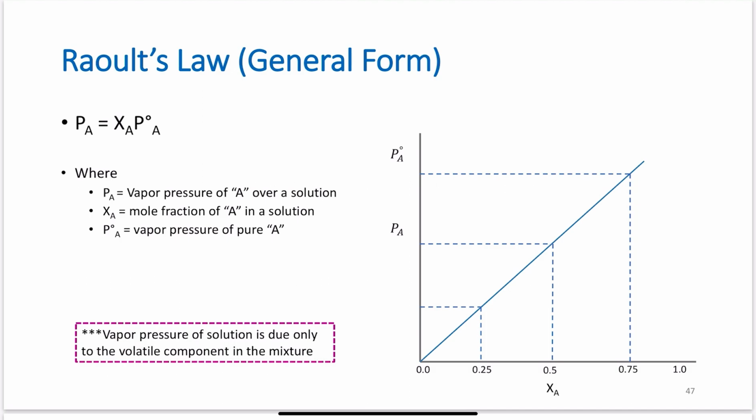So if I look at this, X sub A, my mole fraction, and again, remember, vapor pressure is only due to the volatile component. Theoretically, as I increase the mole fraction of that volatile substance, I should increase the vapor pressure as well. If there's more of that volatile substance in the solution, in the mixture itself, more should be able to escape, and therefore the vapor pressure should be higher.